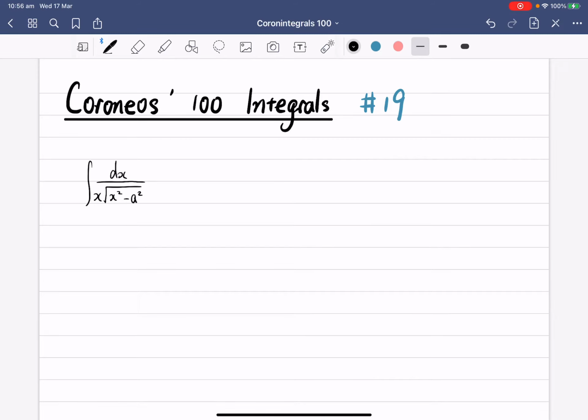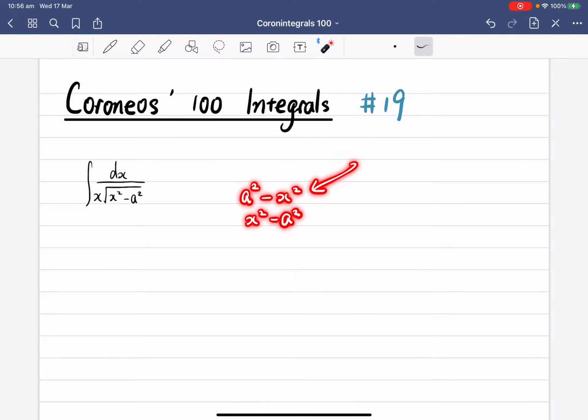Okay, Coroneos 100 integrals, number 19. If we look at this question and compare it to the previous two questions, they look really similar. The only difference is inside the square root. The previous question was a² minus x², and this time it is x² minus a².